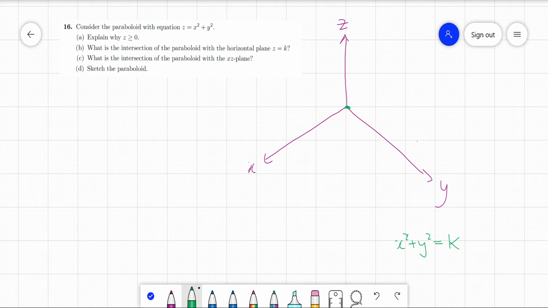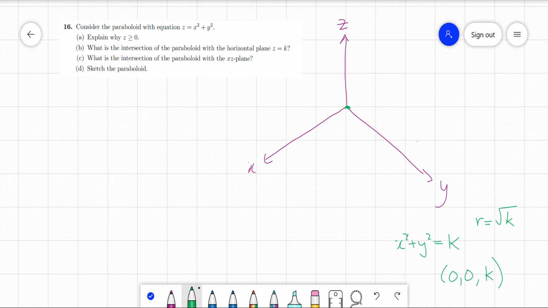So we know that if x squared plus y squared equals k, what that gives us is a center, just like we did 0, 0, 0. The center is 0, 0, and the z here is k. All right, and the radius is the square root of that. So the radius is the square root of k.